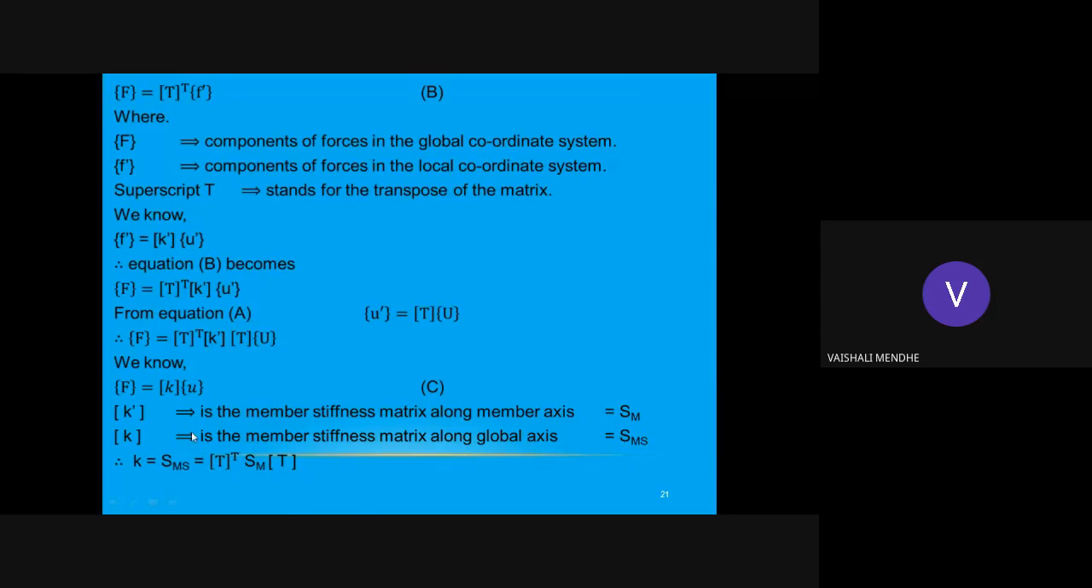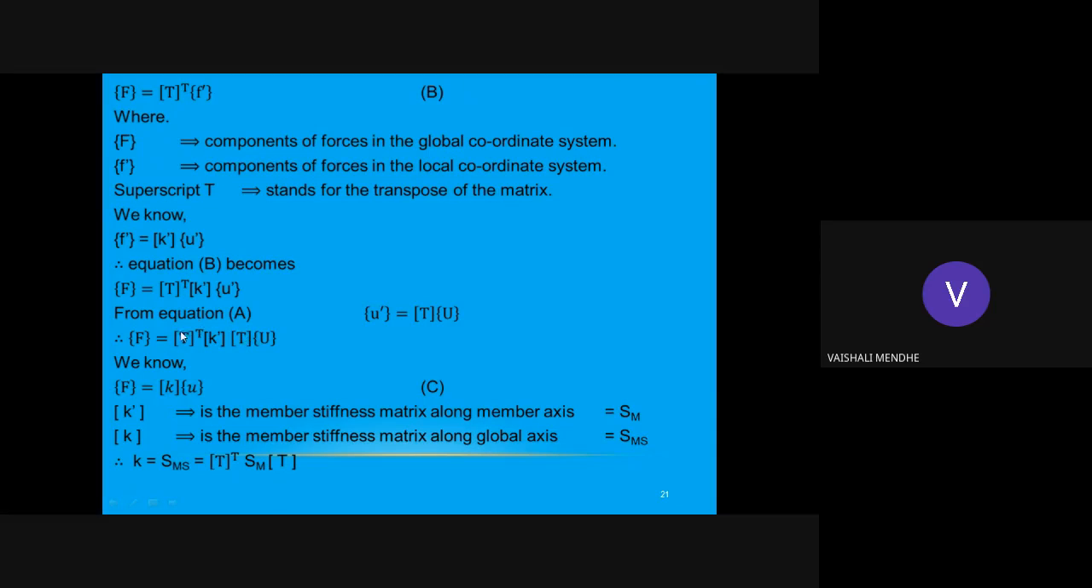So if you compare this relation to this relation, this total F is equal to K into U. So this K is nothing but this. Here one mistake is there, I have written small u, that should be capital U. So this K is nothing but T transpose into K dash into T. So this is nothing but K. You can see this relation F is equal to K U.